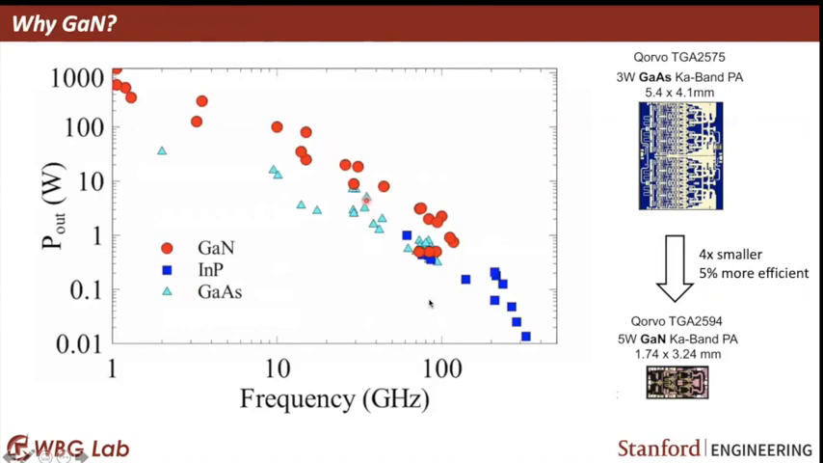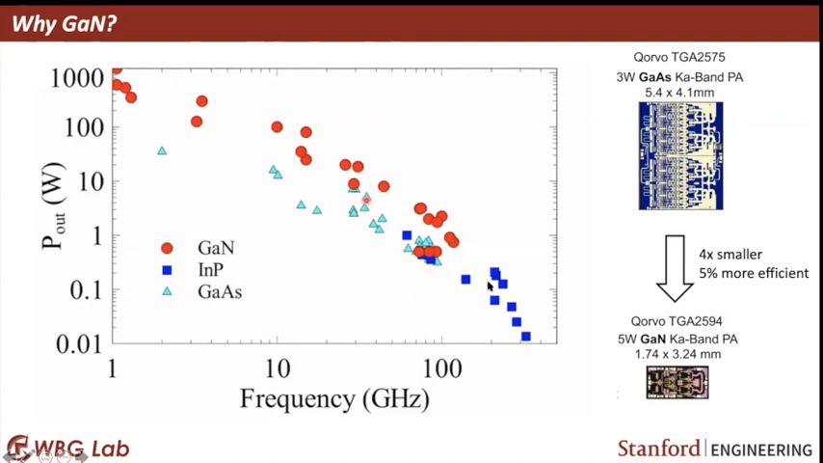But when you make the devices and measure the actual output power at different frequencies for different material systems, like gallium nitride, gallium arsenide, and indium phosphide, you see that at a given frequency, let's say 10 gigahertz, this is from different literature reports, you can have higher power output with gallium nitride materials. That's why we are going for gallium nitride.